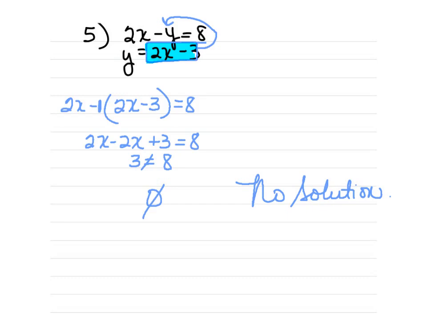And if you were thinking about what this looks like when you graph them, you know that you have parallel lines. Because no solution means that they're never going to touch. They don't have any points in common.